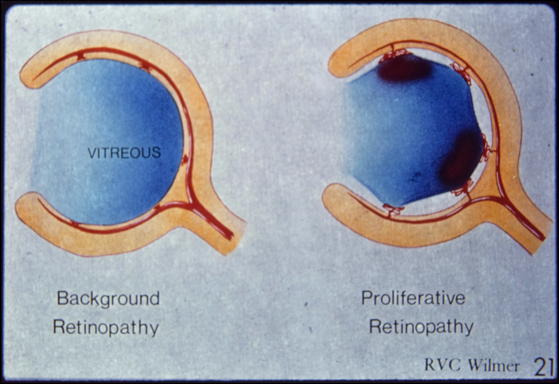In background retinopathy, shown left, vascular abnormalities are confined to the retina. When vascular abnormalities are on the retinal surface or in the vitreous cavity, we have reached the stage of proliferative retinopathy, shown right. Distinguishing background from proliferative retinopathy is important because of the marked difference in visual prognosis between the two stages.